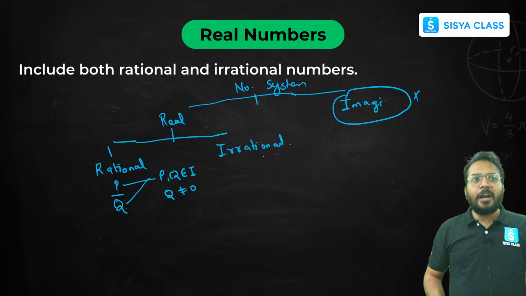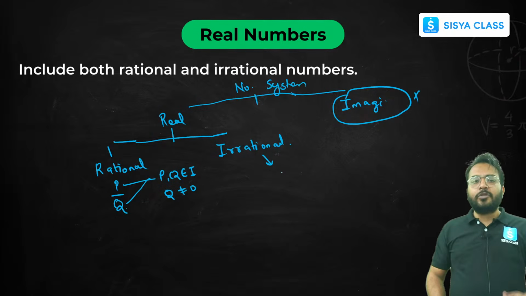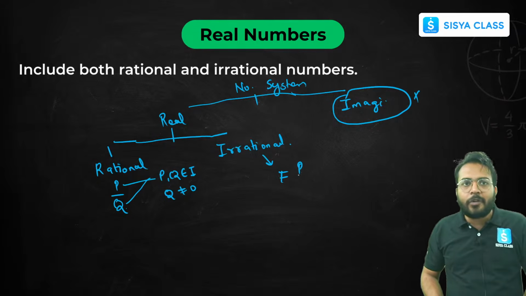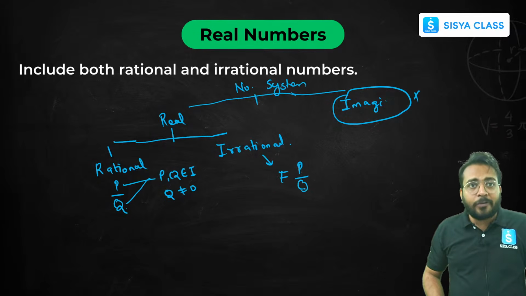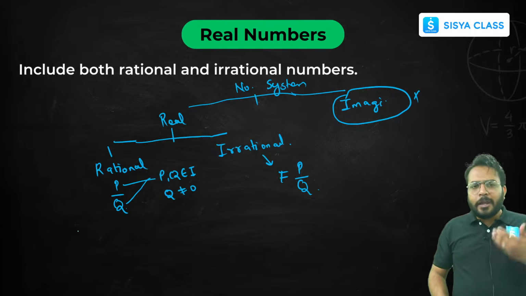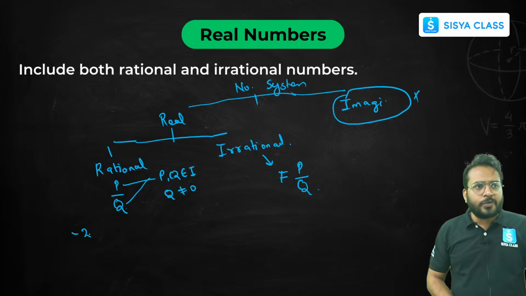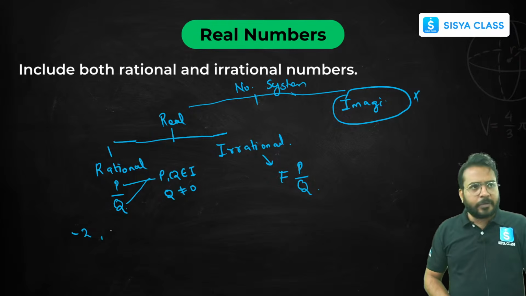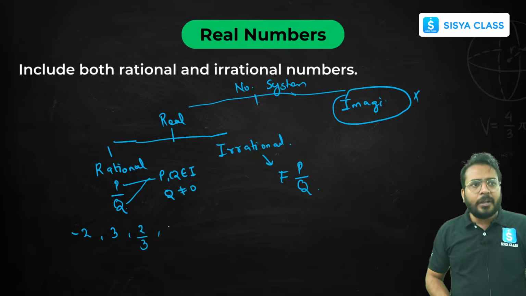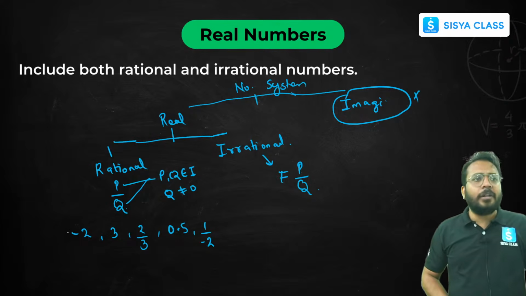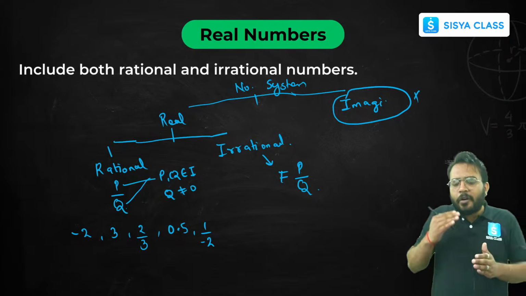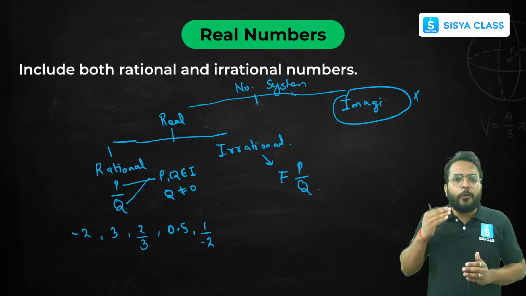And what are irrational numbers? Irrational numbers are those numbers which cannot be written in the form of p by q. For example, minus 2 is a rational number. 3 is a rational number. 2 by 3 is a rational number. 0.5 is a rational number. And 1 by minus 2, these are all rational numbers. That means rational numbers include all the integers, fractions, and decimals.